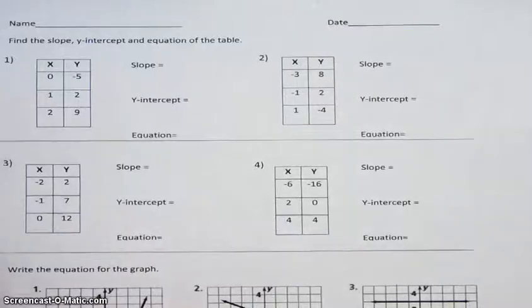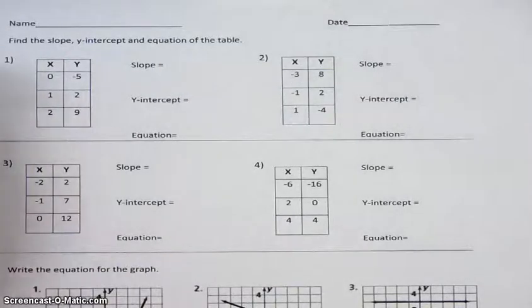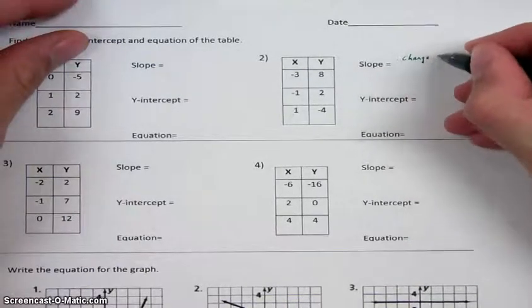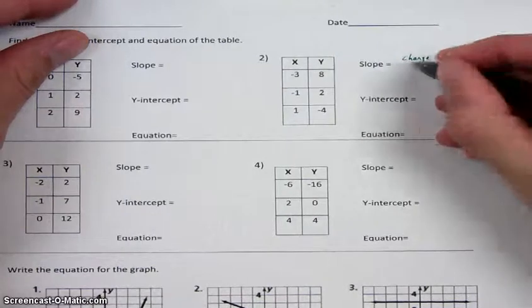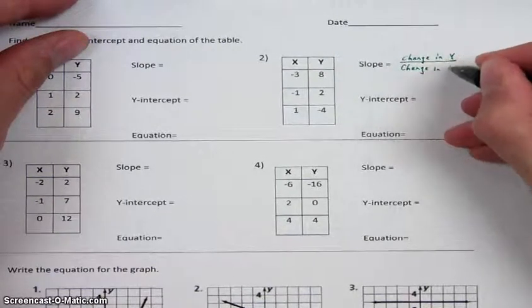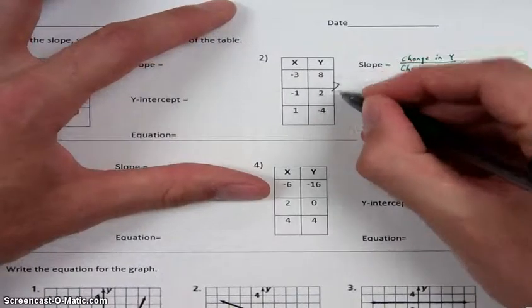Alright guys, I'm going to go ahead and try to do example 2 here for you. Here we have a table, and in tables I like to think of slope as the change in y over top of how the change happens in x. So to do this, I'm looking at the y values and how the y values are changing.